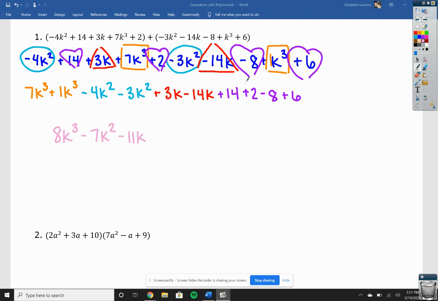Now we have 4 here, so let's just take it one at a time. 14 plus 2 is 16. Minus 8 is 8. Plus 6 is 14. So plus 14. And that right there would be our final answer. So just because there's a lot of terms in there, it doesn't make it any harder. You still take the same steps that you did before.